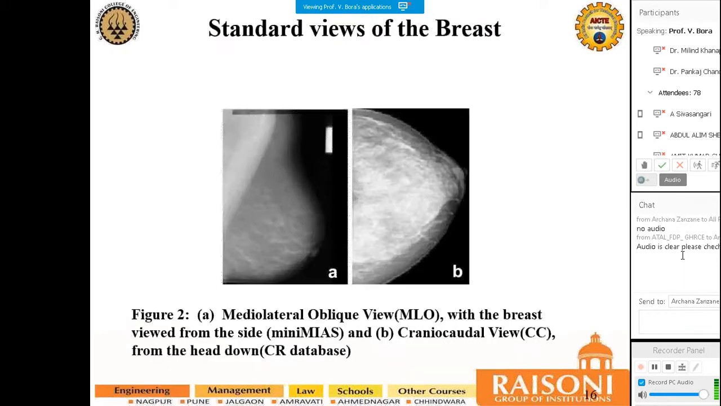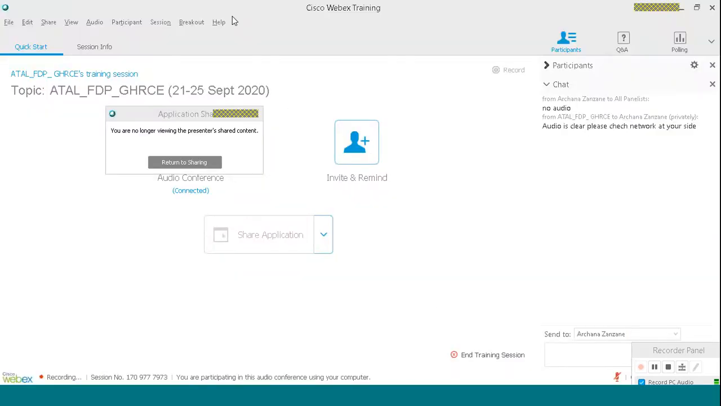The standard views of the breast: there are two views actually, MLO and CC. MLO is mediolateral oblique. This is from the side position, a view from the side, and this is from the top. So this is the CC view. This is from the mini-MIAS database, and this is from the CR database, that is, from the local hospital.